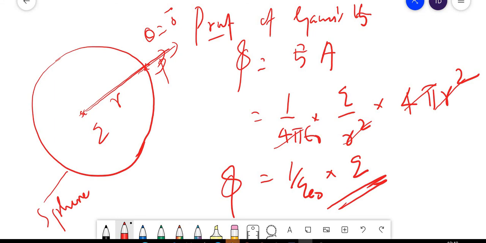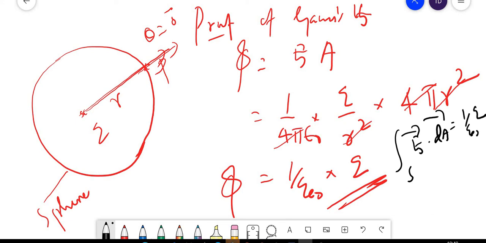Once again, Gauss's theorem states that the total electric flux over a closed surface is equal to 1 by epsilon 0 times the net charge enclosed by the surface. That we call Gauss's theorem. In integral form, Gauss's theorem is written as the surface integral of E dot dA is equal to 1 by epsilon 0 times Q. That is the integral form of Gauss's theorem. You understood the proof as well.